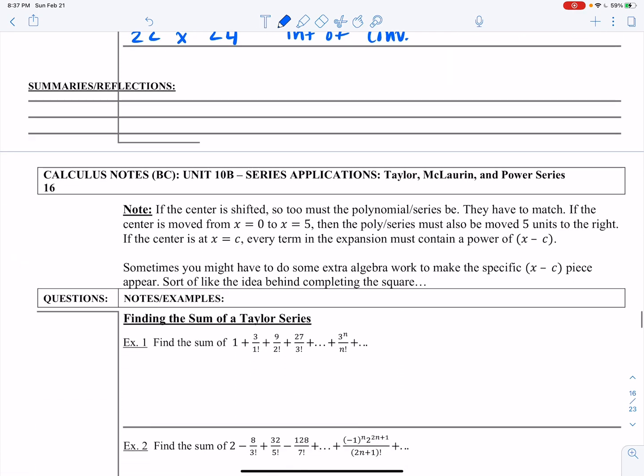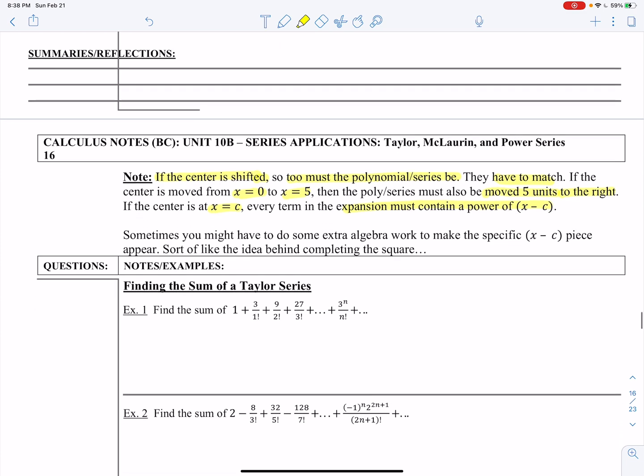Now there is a note that I think is pretty important, so you're going to want to make sure you kind of clue into this. If the center is shifted, the polynomial and series must be also. They have to match. So if I go from a center of 0 to a center of 5, I have to make sure that my polynomial has x minus 5 in every term. So if my center is at x equals c, every term must have an x minus c, which is how I knew that everything was going to have an x minus 3.